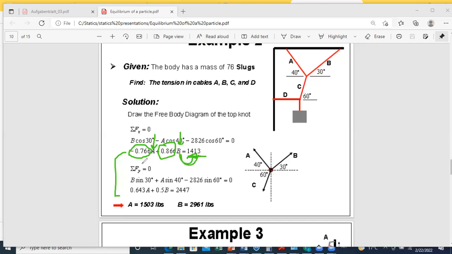So in your calculator you will plug on the first line minus 0.766, 0.866, 1413. In the second line you will put 0.643, 0.5, and 2.447. Then when you solve, the first variable will be A and the second variable will be B.